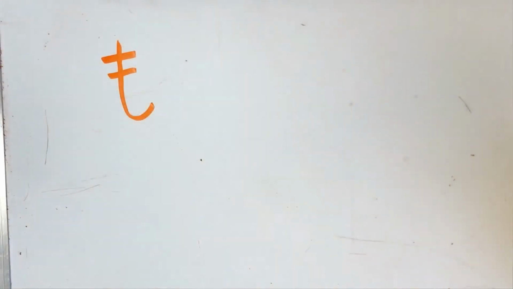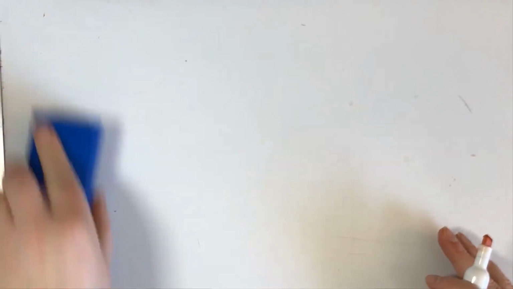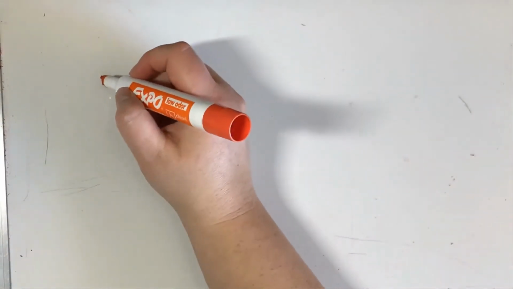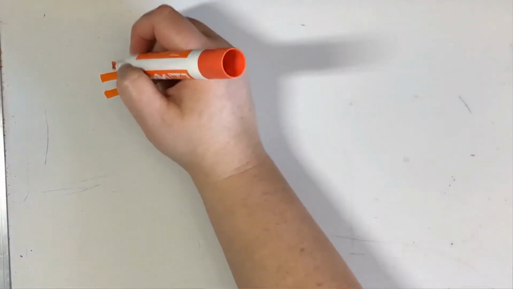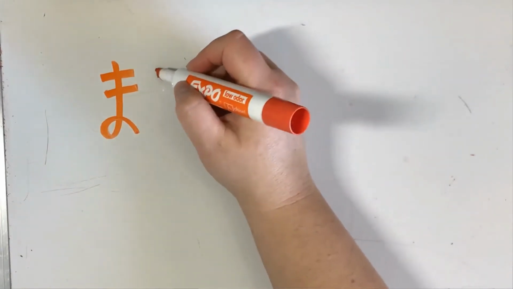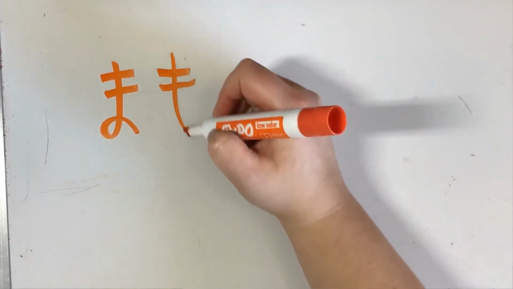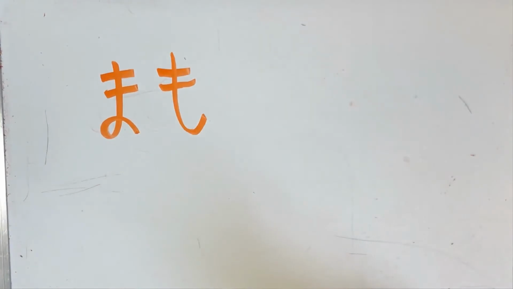So I'm going to show you a comparison between Ma and Mo now. So Ma, we go 2 lines across, down, but we're going to loop around. Mo, 2 lines across, come through, but hook up. So you can see that they're very similar in appearance, but there is a bit of a difference.